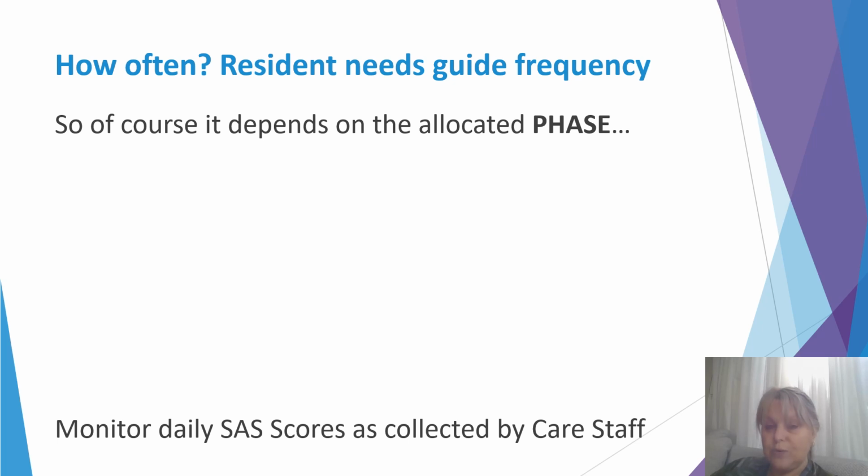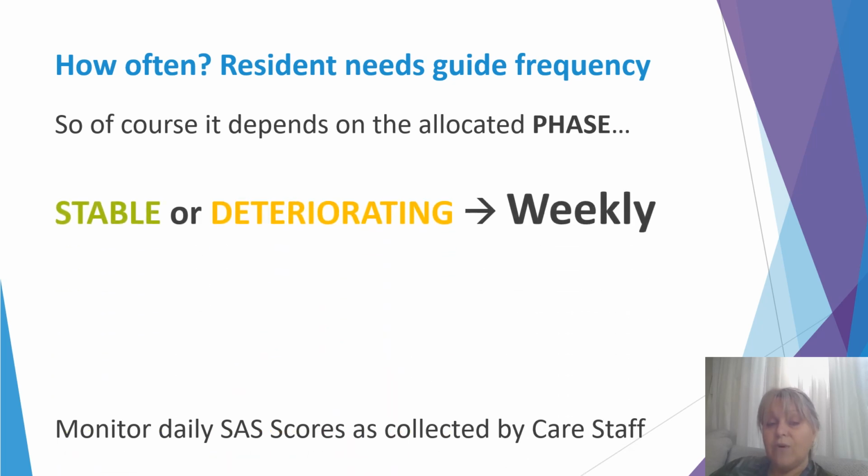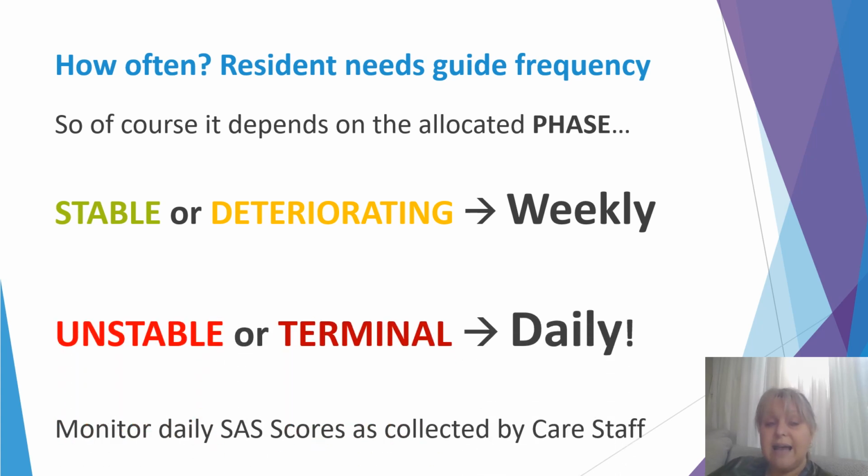How often do you need to do this full clinical assessment? Well, it actually depends on the phase. For a stable or deteriorating phase, the healthcare professional should complete this clinical assessment once a week. If the resident has been allocated an unstable or terminal phase, the healthcare professional should be doing the full clinical assessment on the resident daily, every day until such time as the resident moves into a stable or deteriorating phase, and then you can change the frequency back to weekly. And of course, with the outcomes collection, the healthcare professional always needs to be monitoring the daily SAS scores as collected by the care staff.